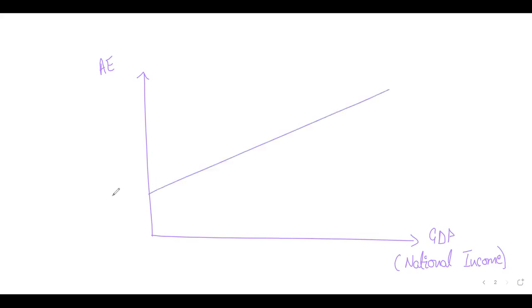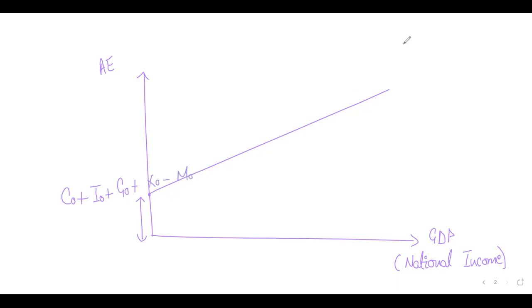Now, the shape of this graph used to be like this. I said that this y-intercept is made up of all the autonomous components: C naught, I naught, G naught, X naught minus M naught. Do you remember that? Right?